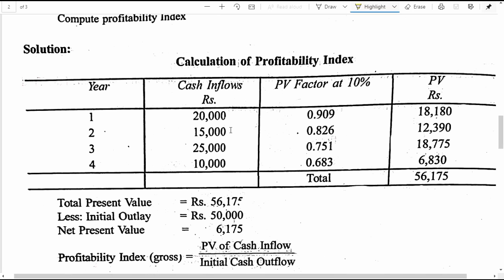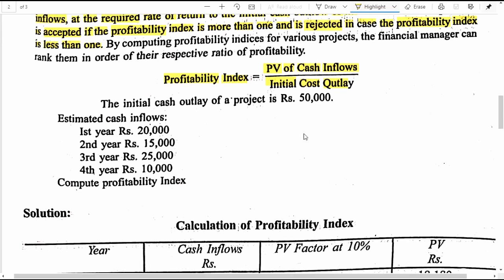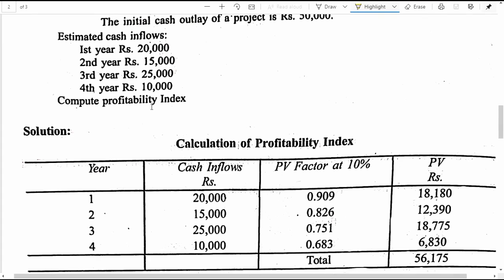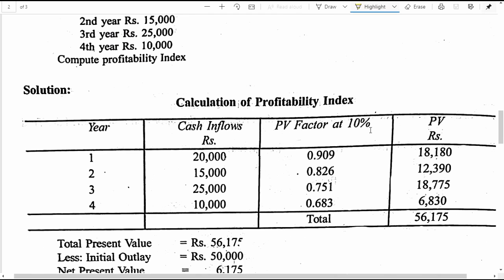Let us look at the table prepared here. The first column stands for the years of the project and the second one is about the cash inflows. The third one is about the PV factor at 10%. The PV factor should be mentioned in the problem itself. When you get a problem related to the calculation of profitability index in your examination, the discounting factor or the present value factor percentage will be given in the problem itself. So make it very clear. So, PV factor at 10%.